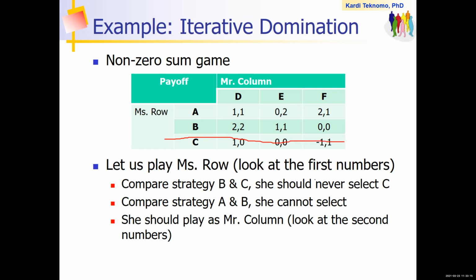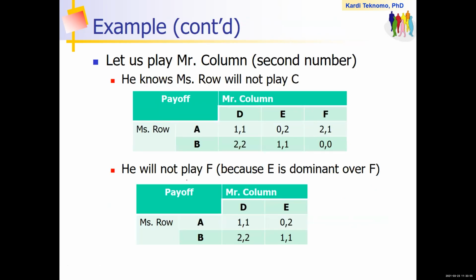Okay, now if you compare A and B, 1 compared to 2, B wins, right? In here 0 and 1, again B wins. But in here 2 compared to 0, A wins. So in that case, A and B are not dominating each other. So you cannot delete. You cannot select among A or B. Okay? So then we go to the next step. So we have deleted C, right? So when you have deleted C, this is your result.